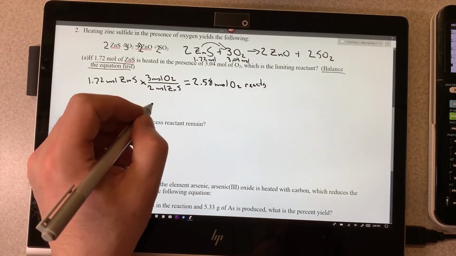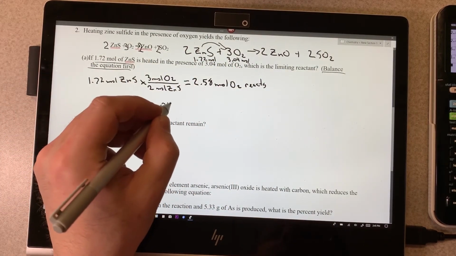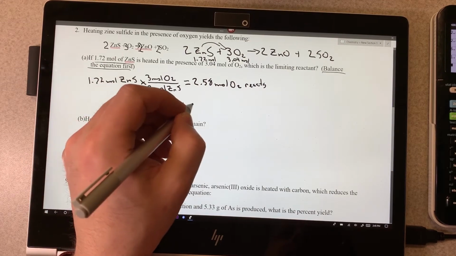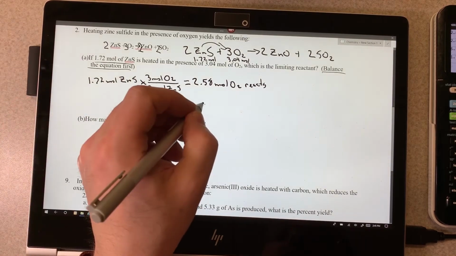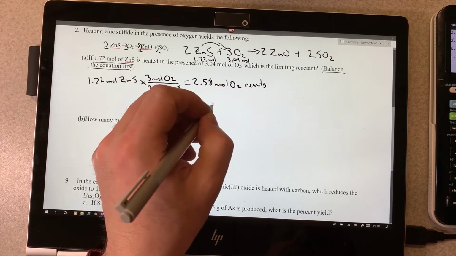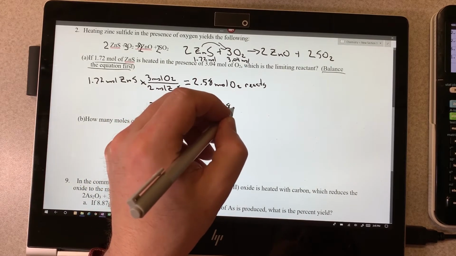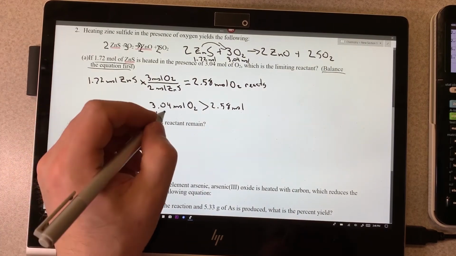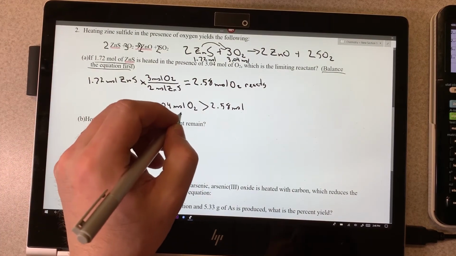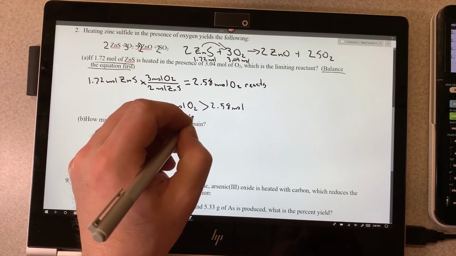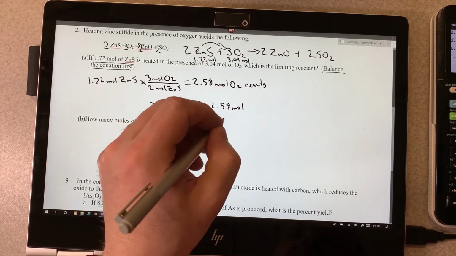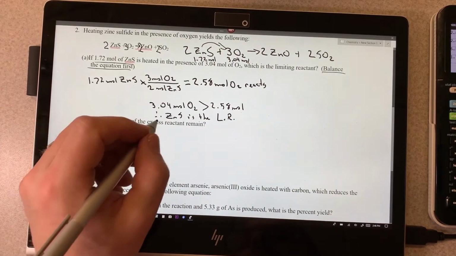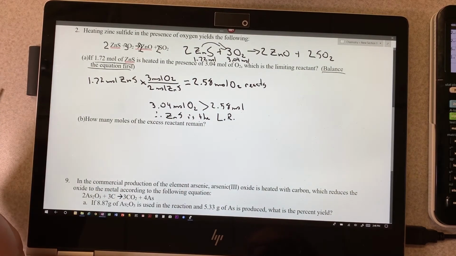So I'm going to make a comparison. I have 3.04 moles of O2 on hand. That is greater than 2.58 moles. And so therefore, the zinc sulfide is the limiting reactant. It runs out first, so I can only make a little bit.